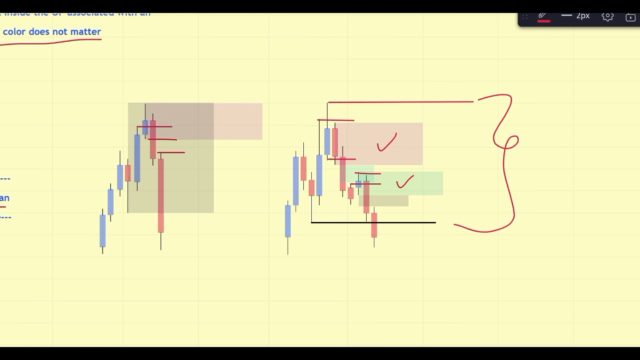All right, so guys, that's the simple theoretical marking of order blocks. And so let's have a quick recap on the chart.